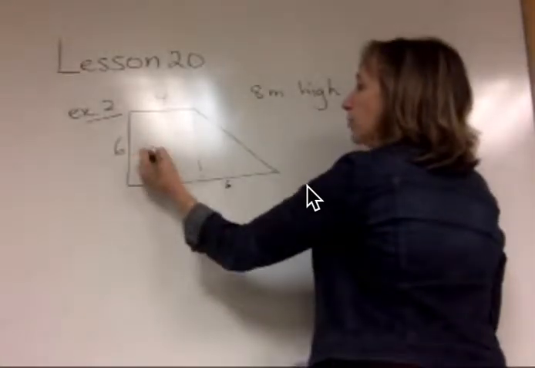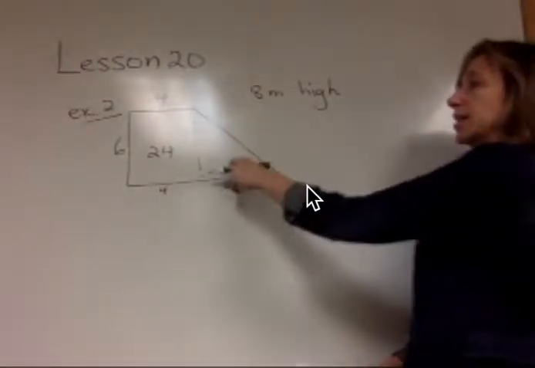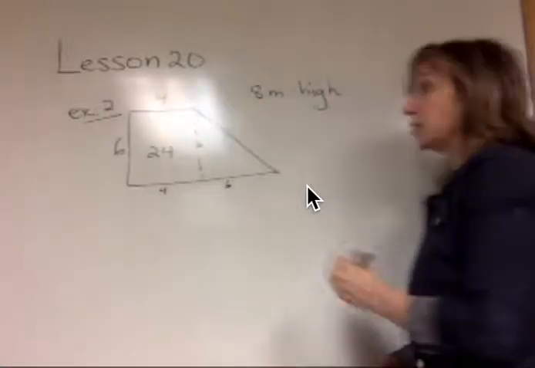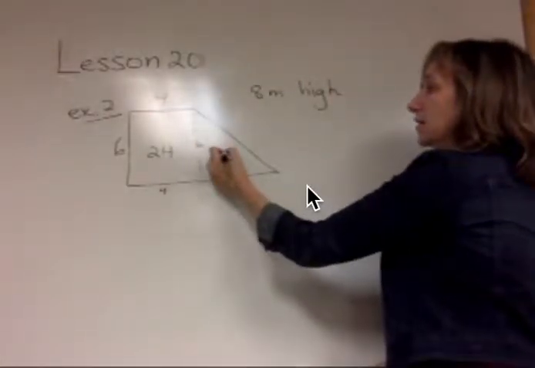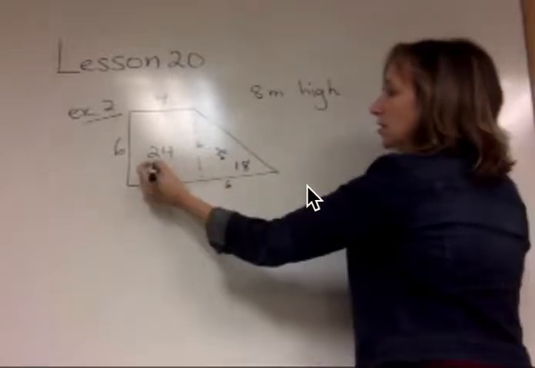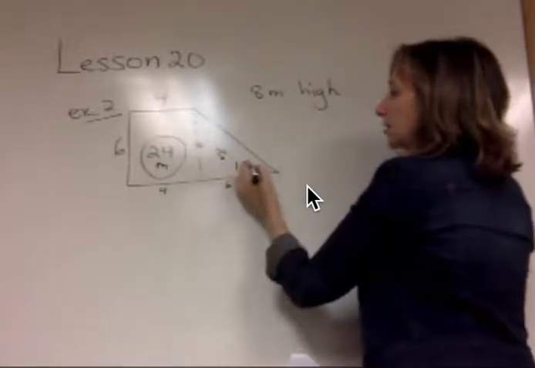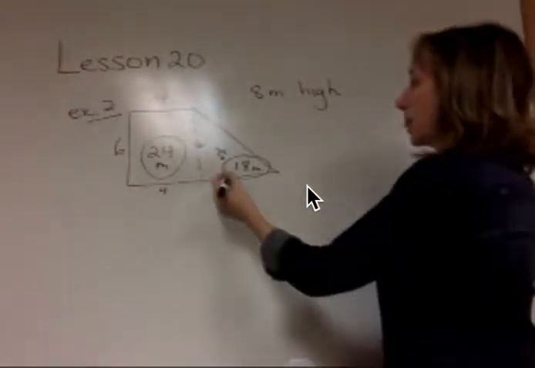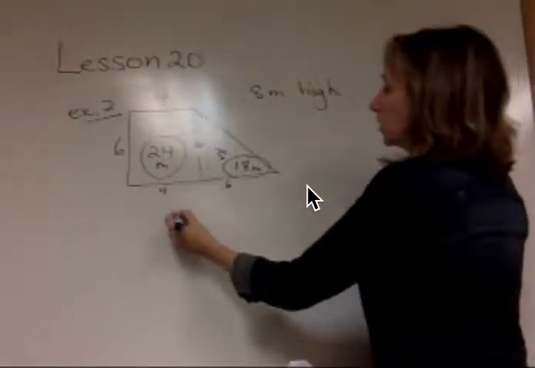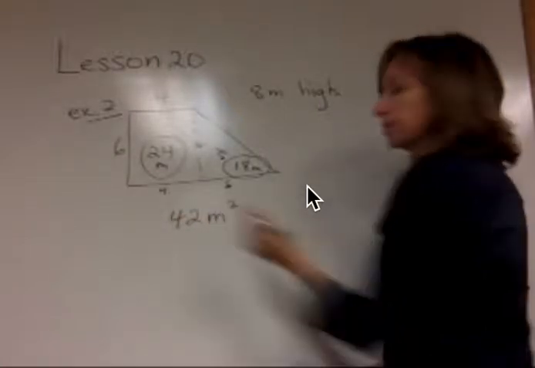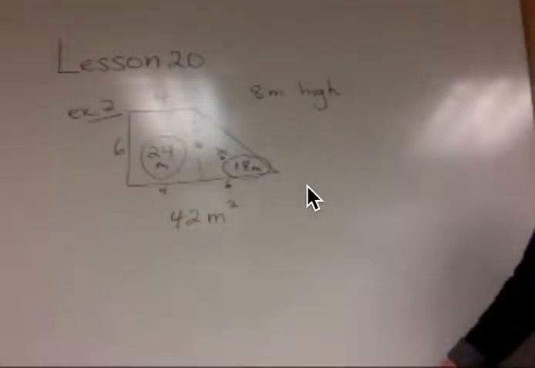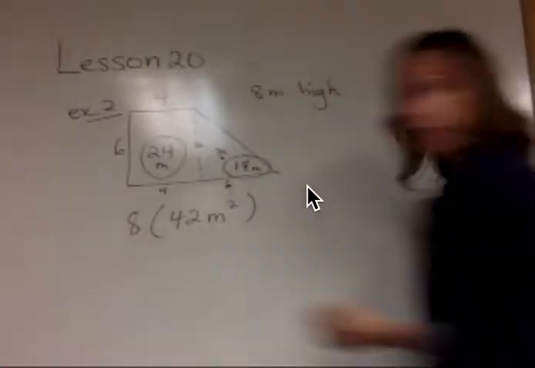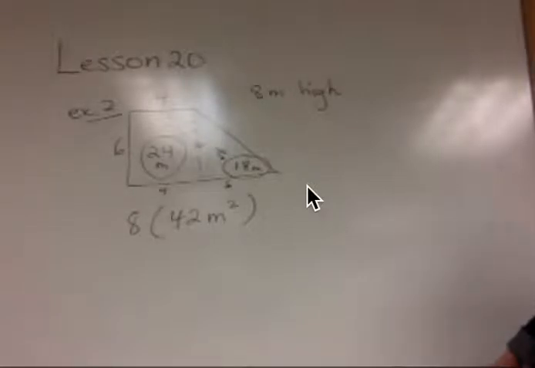6 times 4 is 24. And then we're going to get this one. This would be 6, and this height would be 6 because it's a rectangle. So it's going to be 6 times 6 divided by 2. It's going to be 18. So this is going to be 24 meters, and this is going to be 18 meters. So the area of the base is going to be 42 meters squared. Then we're going to just take it times 8. And for a final answer for that one, we get 336 meters cubed.